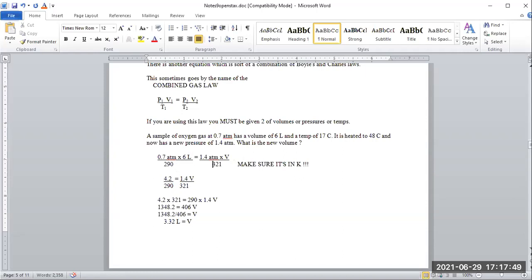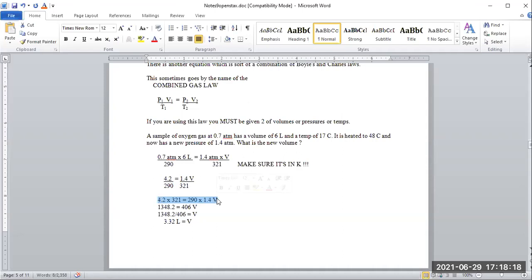And I did my cross multiply method on this. 0.7 and 6 multiplied together give you 4.2. And then next step down, I do my cross multiply. So I've got 4.2 and 321. And then 290 and 1.4 and V, or you could go ahead and carry the subscript with it and call it V2.